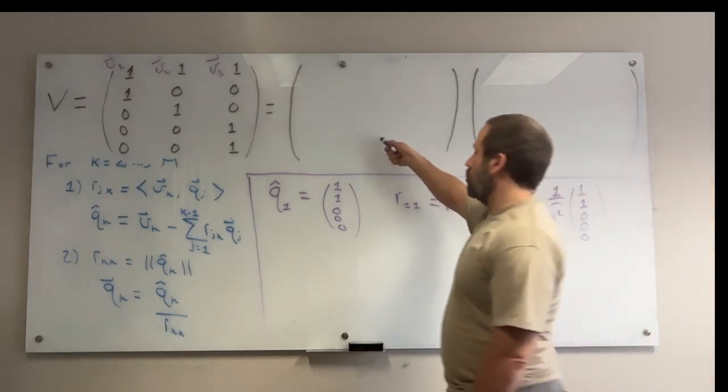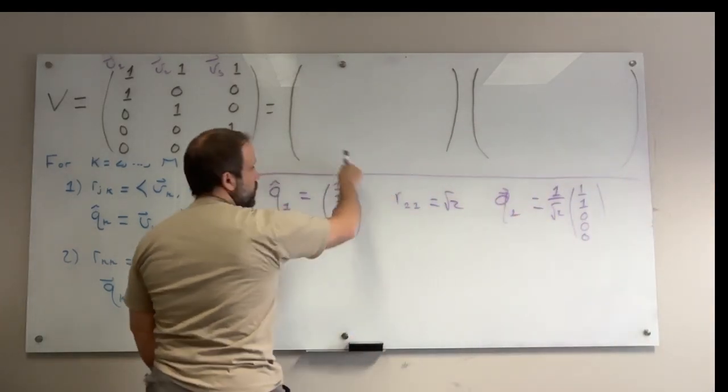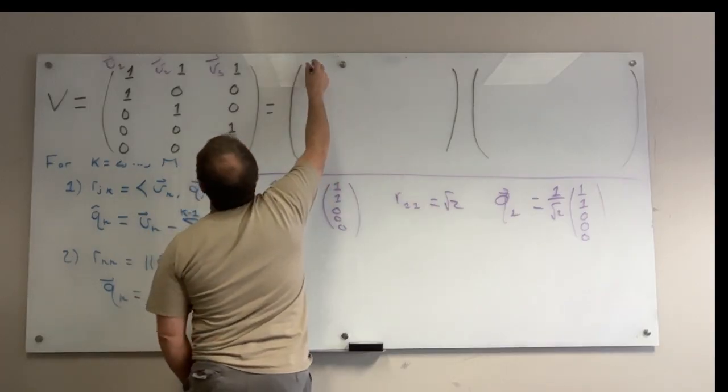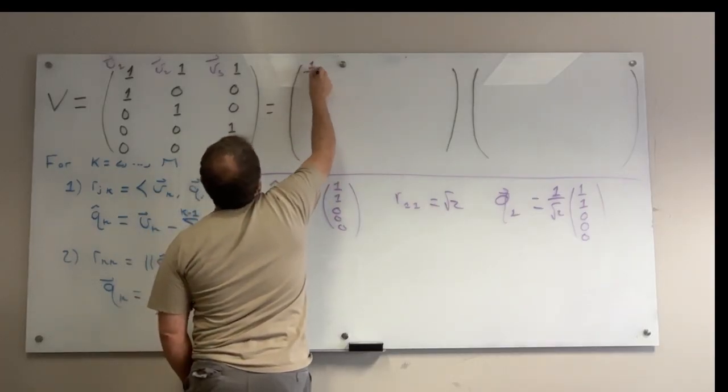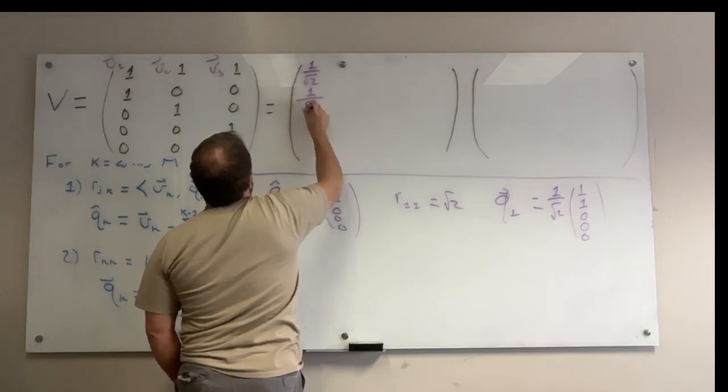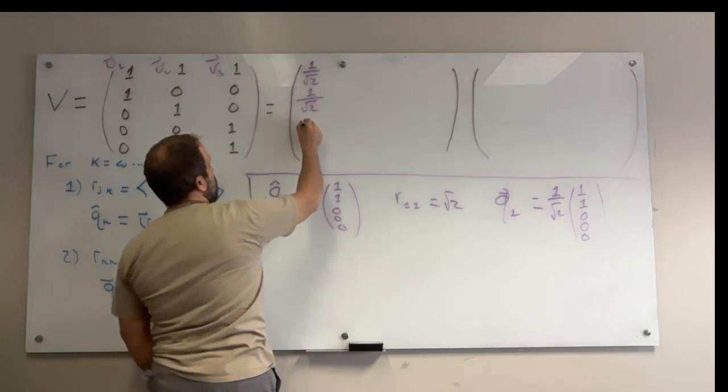Okay, so this is the Q matrix. The first column of this matrix is going to be that vector, that Q1 vector. So we're going to have 1 over the square root of 2, 1 over the square root of 2, and all of the bottom three entries are 0.